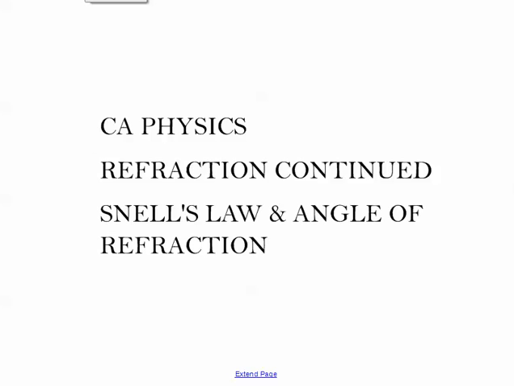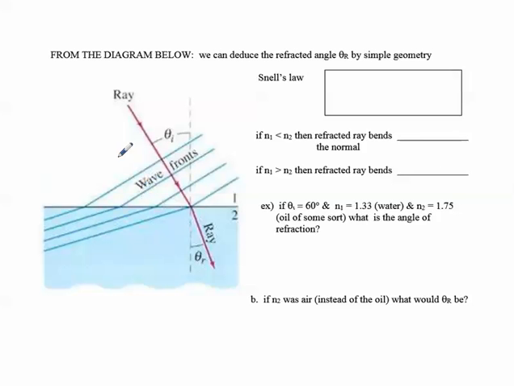Okay, so this is the second lesson on refraction. Here we're going to learn Snell's law and how to calculate the angle of refraction. So let's turn our attention to the wave fronts coming in at a different medium as shown by this diagram. So we have a ray coming in at an angle theta I, and it's going to refract at some angle theta r relative to normal.